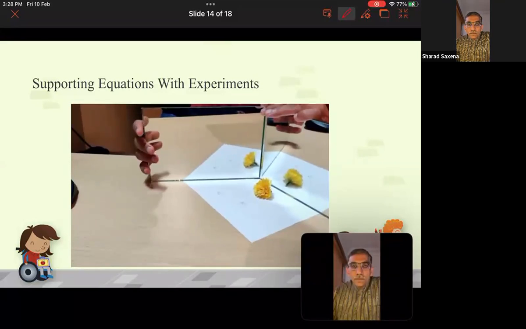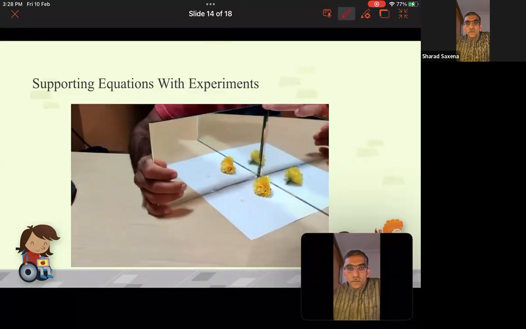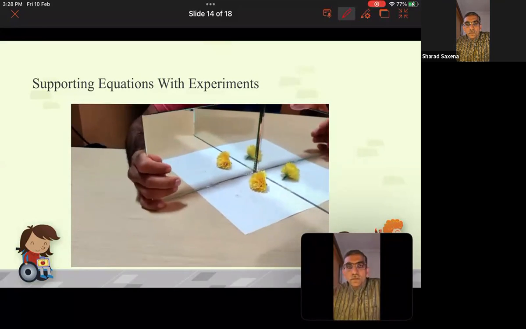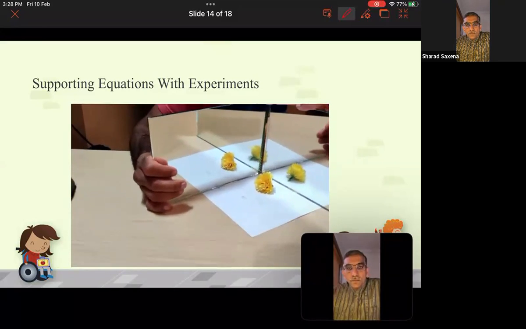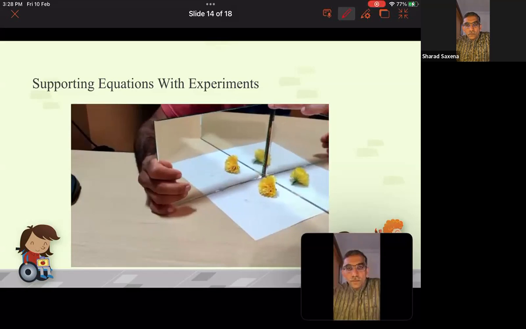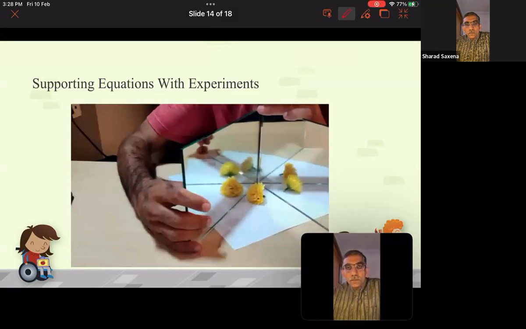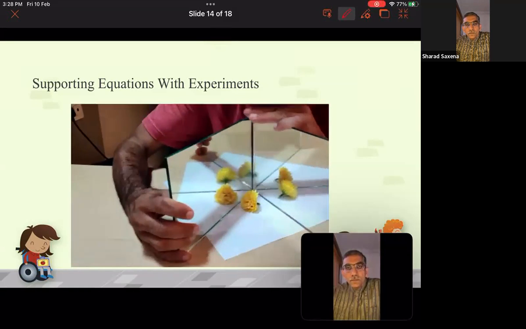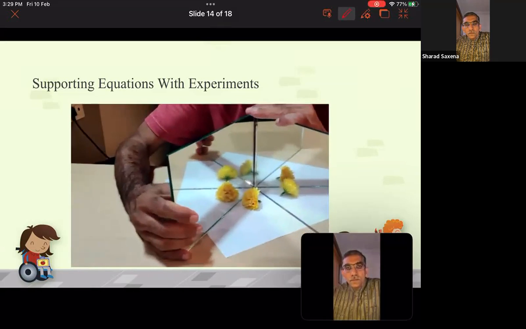Now let us keep the mirrors at 90 degrees. What do you see? We see 3 images and the flower itself. So 360 by 90 is 4, minus 1, that is 3 images. Now we keep the mirrors at 60 degrees. How many images do we see? We see 5 images, which also conforms to our formula.